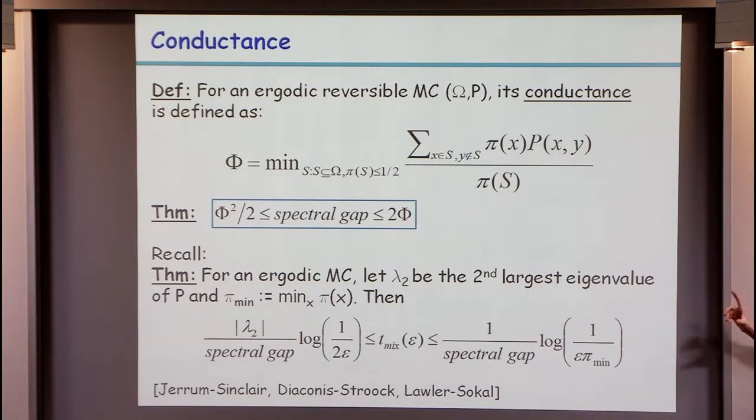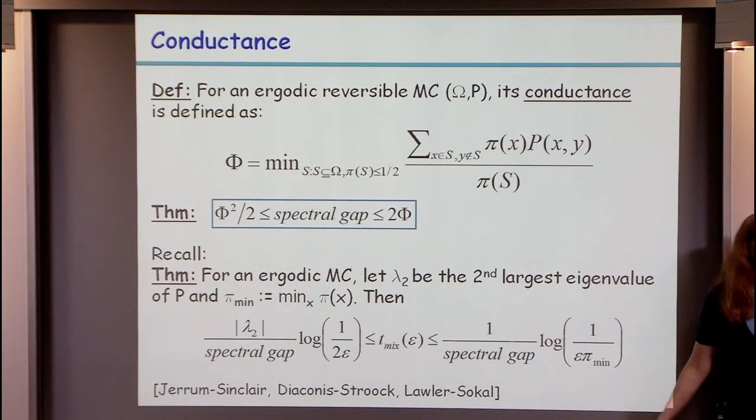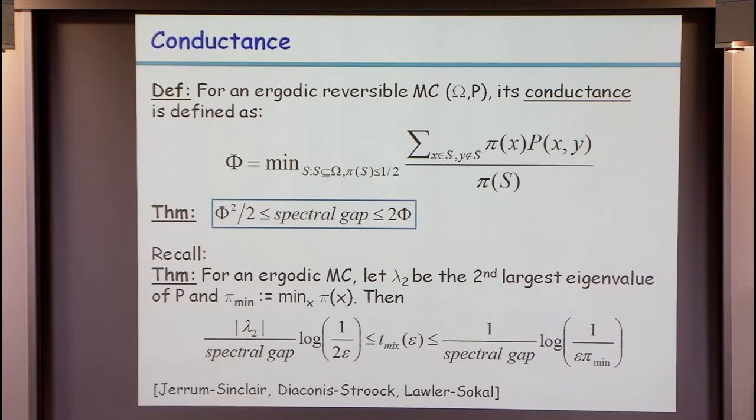Well, this is something that we saw in the first talk. The spectral gap gives me an upper and a lower bound on the mixing time. Okay? So now I'm going to rephrase this theorem.